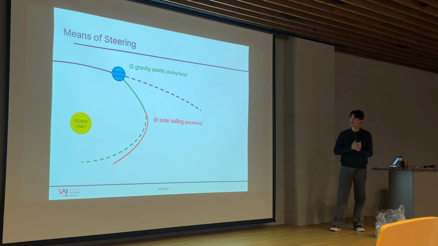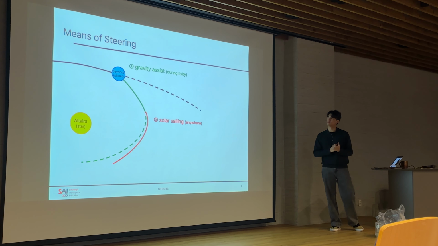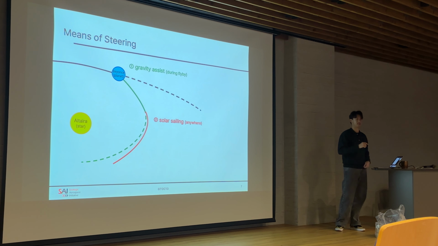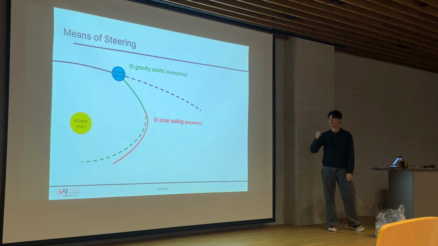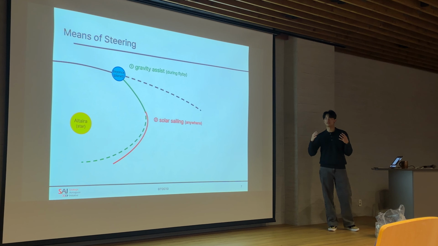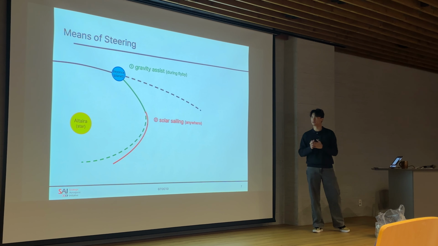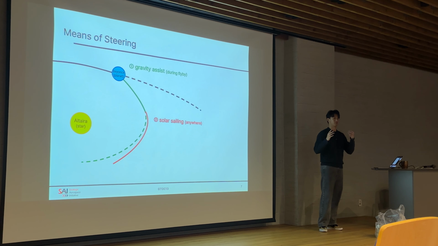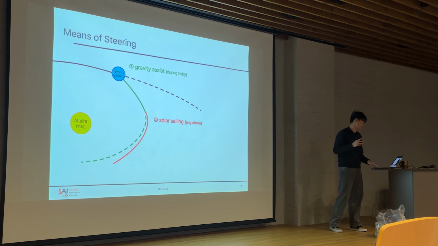And the second one, solar sailing, is better compared to gravity assist in the sense that you can do it anywhere, but it also has limitations: first, the acceleration itself is very weak, and you can only accelerate in the radial outwards direction because you're taking the momentum from the photons coming from the central star Altaira.